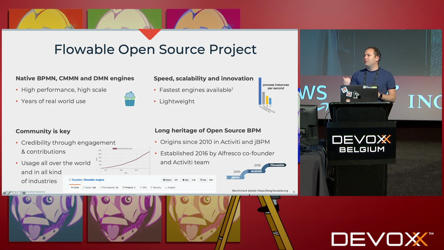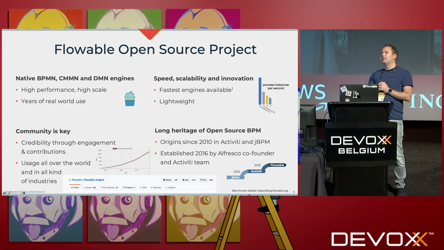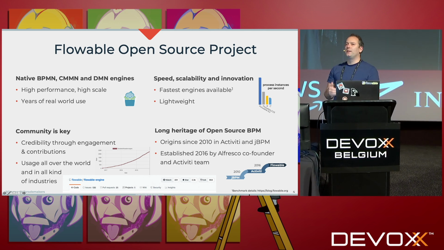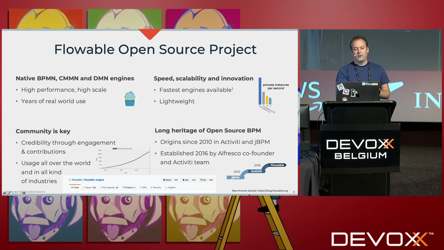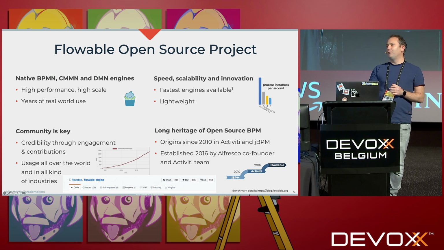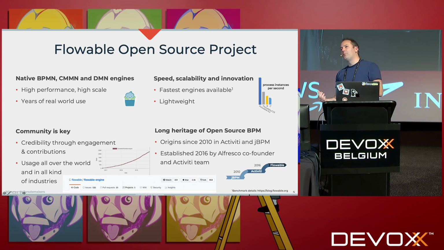So some facts and highlights about the open source Flowable project. We really focus on the BPMN, CMMN, and DMN open standards from the OMG standardization organization. And the focus is really to make them high performance, scalable, and ready to be used in production.